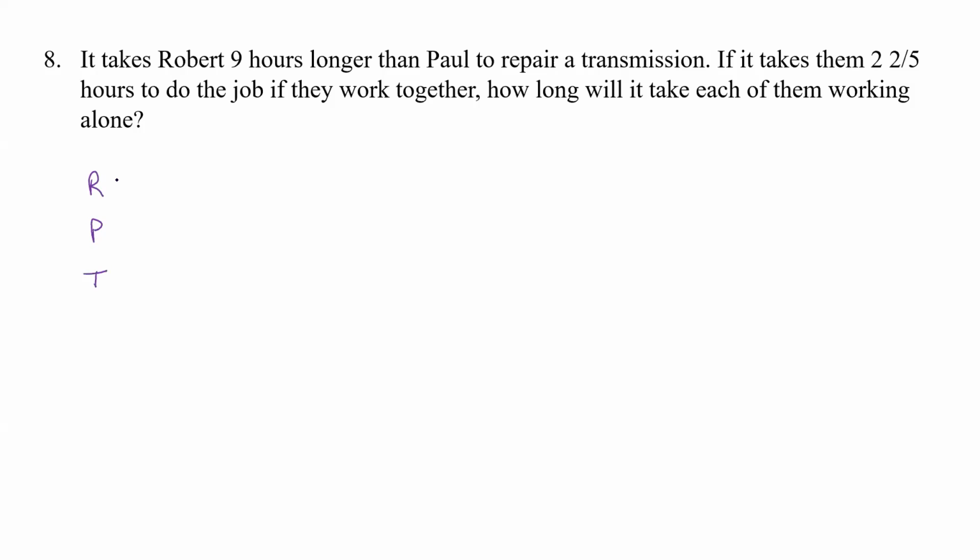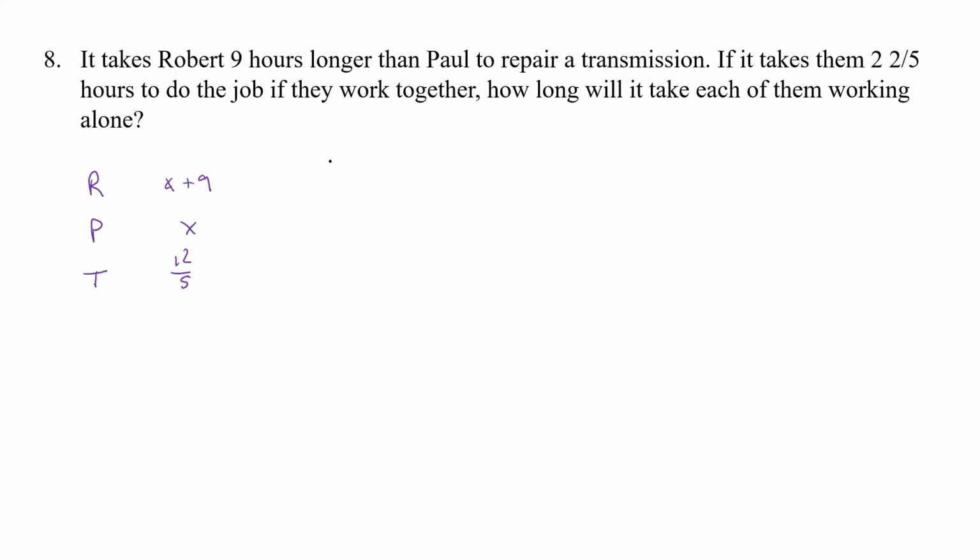All right, so Robert takes 9 hours longer than Paul. So let's call Paul x, and then Robert is going to be x plus 9. And 2 2/5, that's going to be 12 fifths of an hour. If we go ahead and convert it to the improper fraction, that makes it easier. So when we just take the reciprocal, that's going to be a lot nicer.